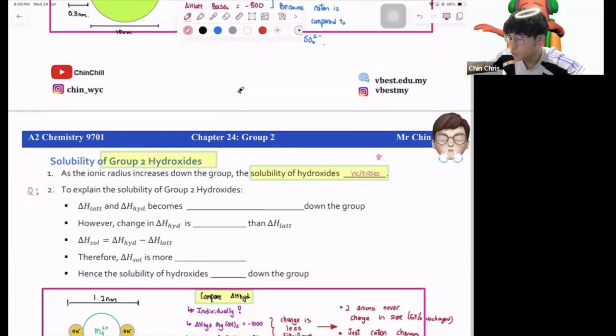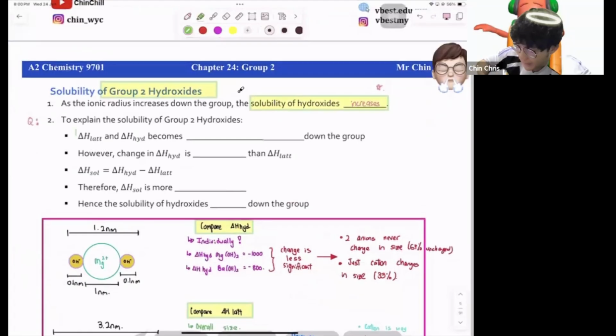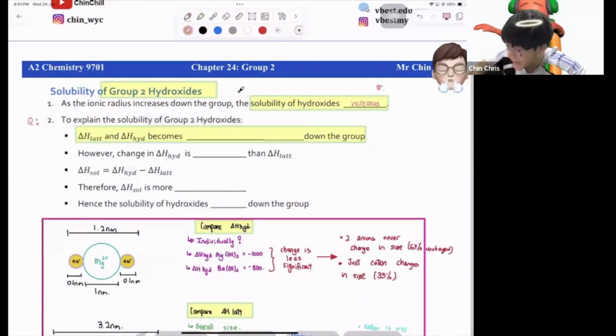Now again, to explain the solubility of group 2 hydroxide. First, my lattice and hydration enthalpies become less exothermic going down, or less negative going down. Writing this always scores you 1 mark in the exam.